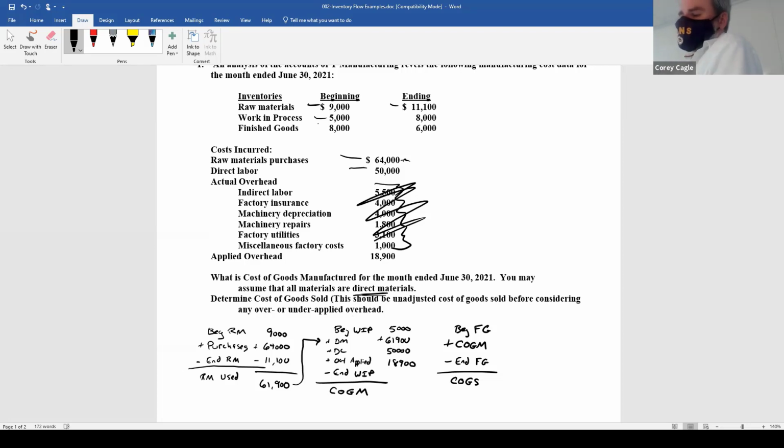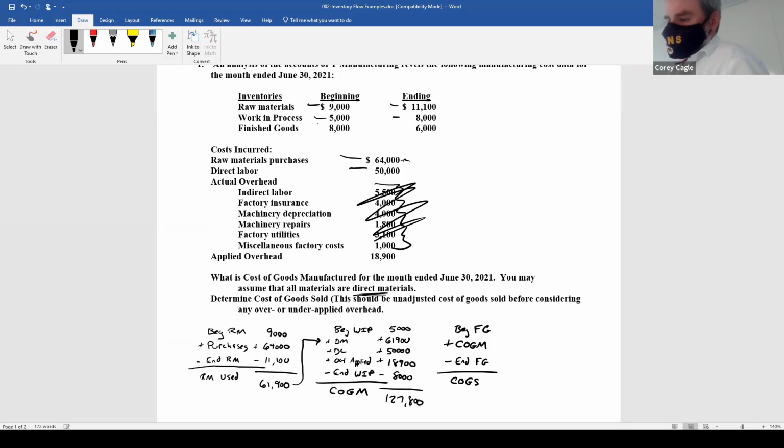So all of those four numbers added together, that's your total manufacturing costs. Everything that hit the floor. Subtract what's still on the floor, any work in process, 8,000. And we're left with the cost of everything that left the floor and went into the finished goods inventory. So 5,000 plus 61,900 plus 50,000 plus 18,900 minus 8,000 that's still there. Cost of goods manufactured is 127,800.